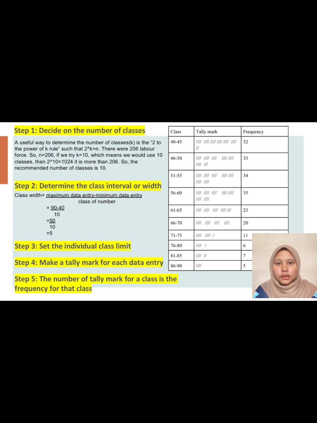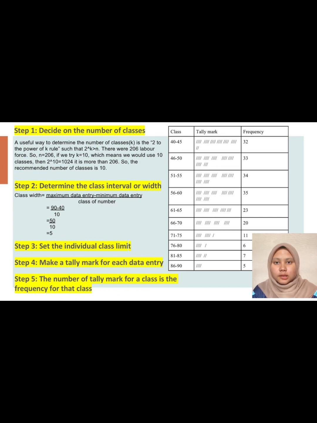Step 2 is determine the class interval or width. Class width equals maximum data entry minus minimum data entry divided by number of classes. For example, 90 minus 40 equals 50, divided by 10, so the class width is 5.